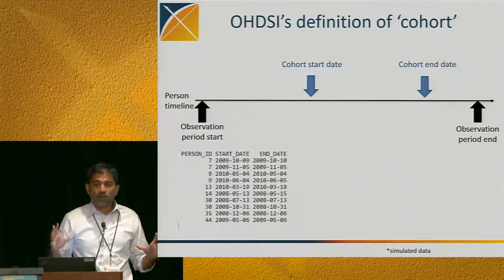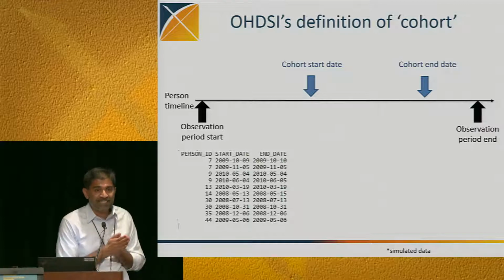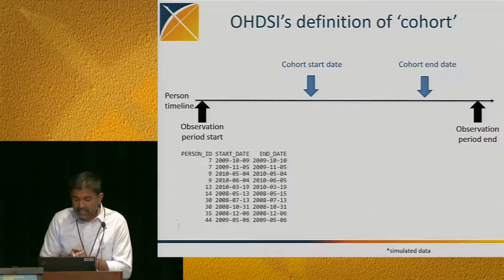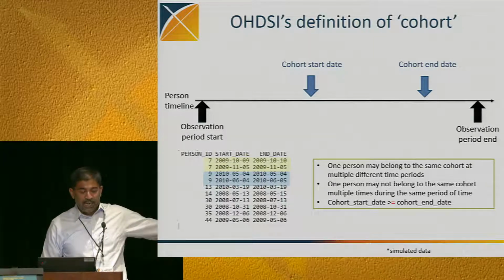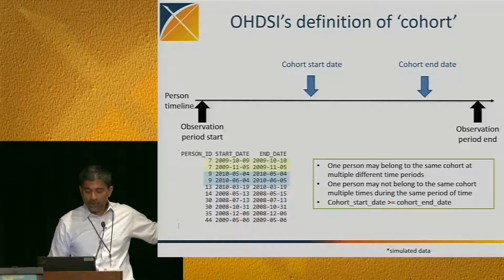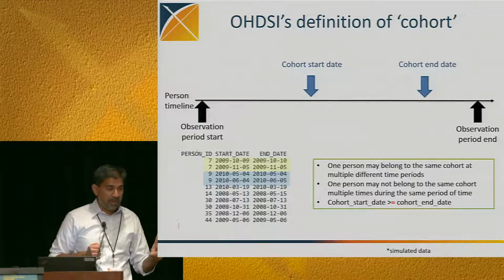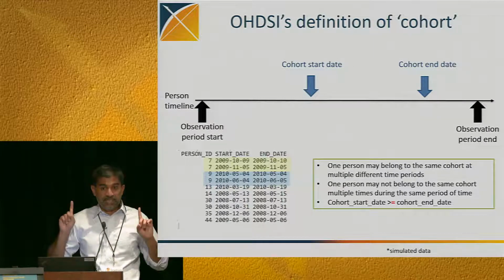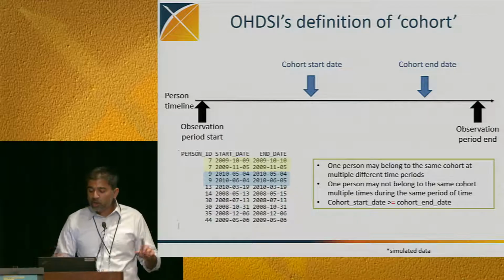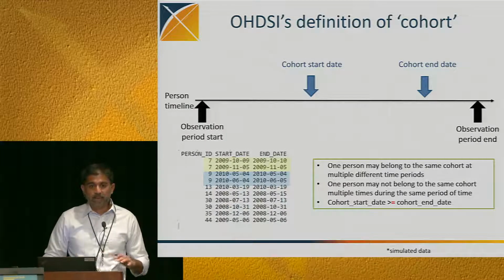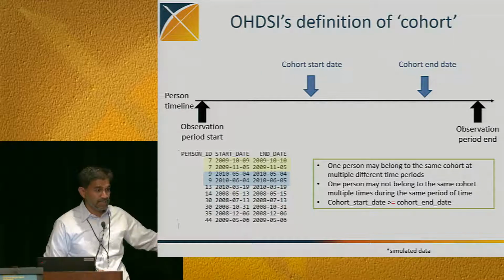Once your queries are done, this is how a cohort would look. For every person, you would have a person ID, start date, and end date. You could have person ID number 7 with 2 records, but if you notice, they do not overlap. Very important, they should not overlap. A person can start and end on the same date. One person may not belong to the same cohort multiple times during the same period of time. As you can see, there are no overlaps in any of these brackets. Extremely important.